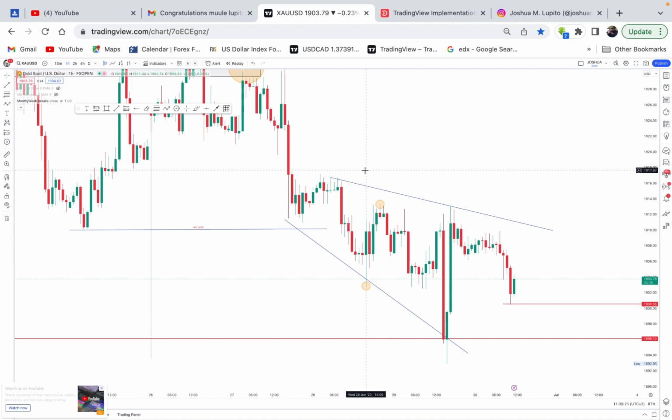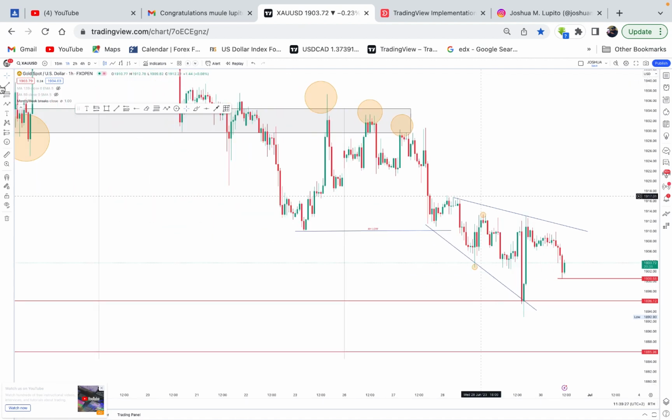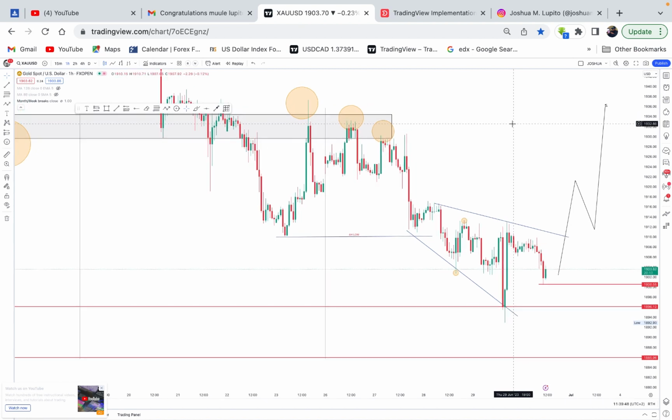And again, this could be a sign of a reversal pattern, of which we have a downtrending wedge, which could result in a change in market structure. Great.